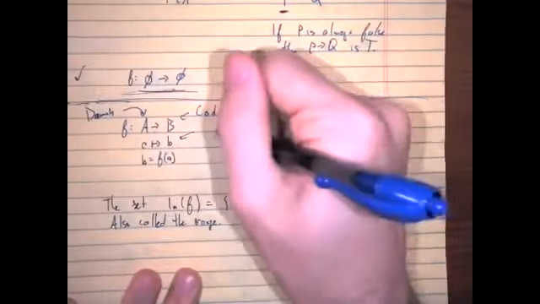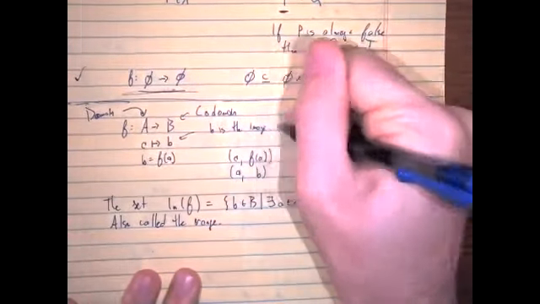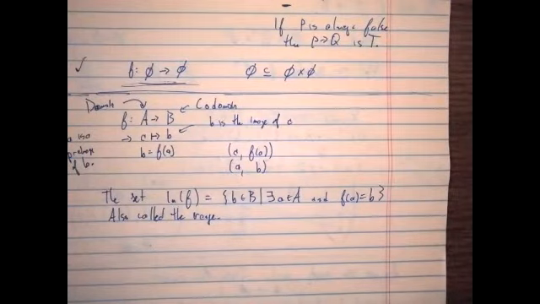B here is called the image of A. B is the image of A, and A is a preimage of B. Okay, a lot of terminology, but hopefully this is okay because y'all read it.